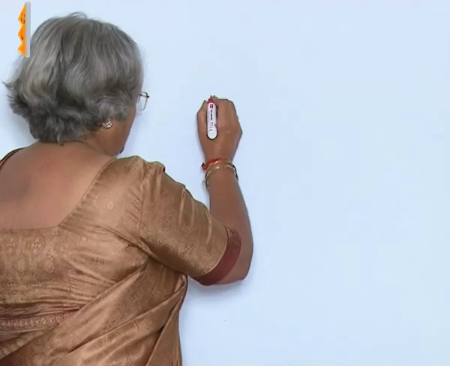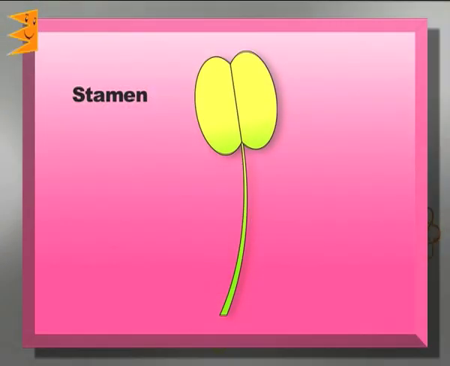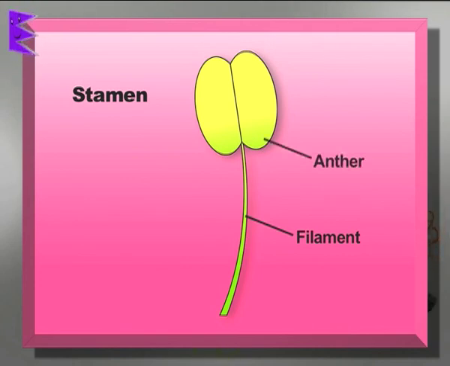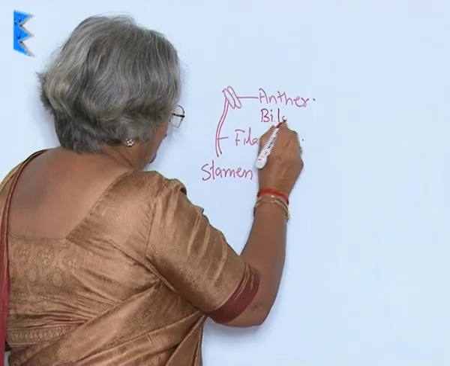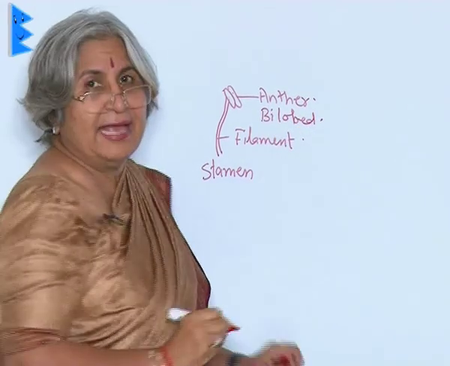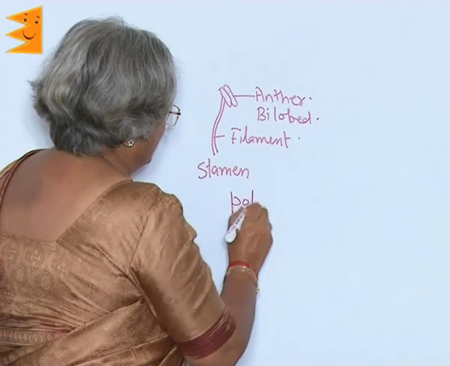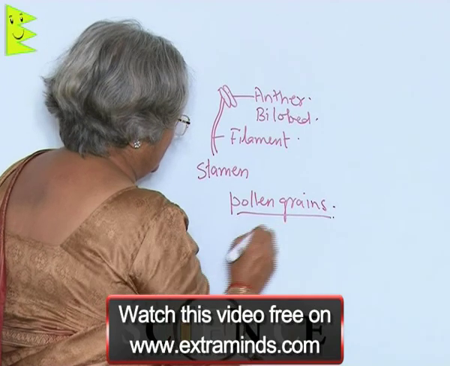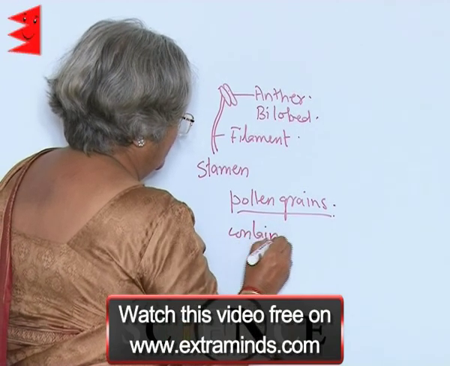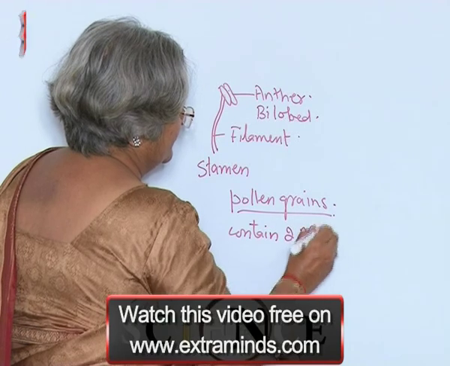One was the male part called stamen. Stamen has a thread-like structure called filament and a bilobed structure called anther. Bilobed means two lobes. These are the two lobes, right? So, it is bilobed. In the anther, there are the pollen grains which are yellow in color, and these pollen grains contain two male gametes.